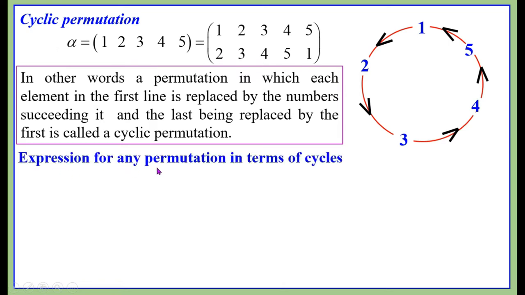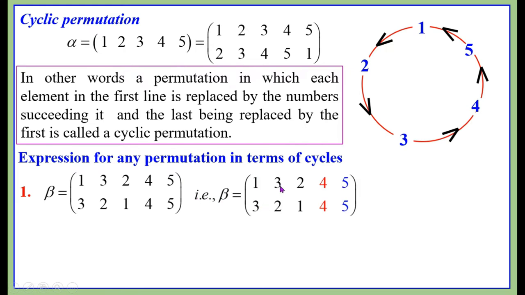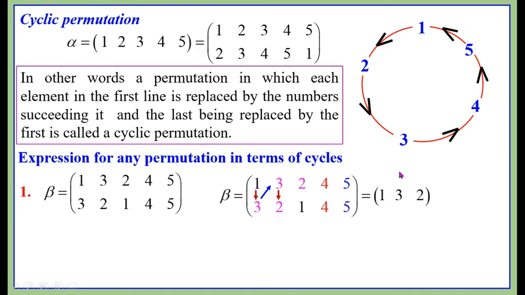The expression for any permutation in terms of cycles. The first point is, if beta is a permutation with first line 1, 2, 3, 4, 5 and second line 3, 2, 1, 4, 5, this can be expressed in terms of a cycle or product of cycles. Here 1 goes to 3, 3 goes to 2, 2 goes to 1, but 4 is left unchanged, 5 is also left unchanged. And hence, we can write 1 goes to 3, 3 goes to 2, 2 goes to 1. This is a cycle.